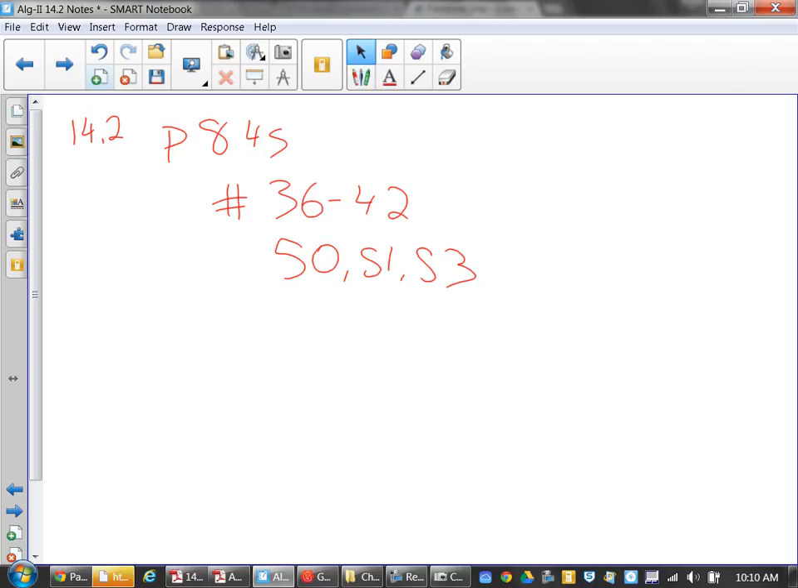Remember, 50, 51, and 53 are actually telling you what the graph is being translated to, so you have to identify the A, H, and K, or A, B, H, and K out of that. See if you can write the equation, working backwards out of it.